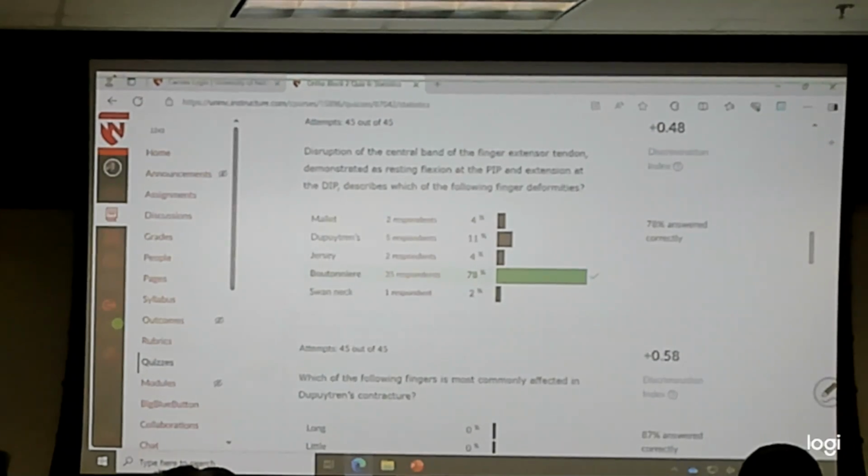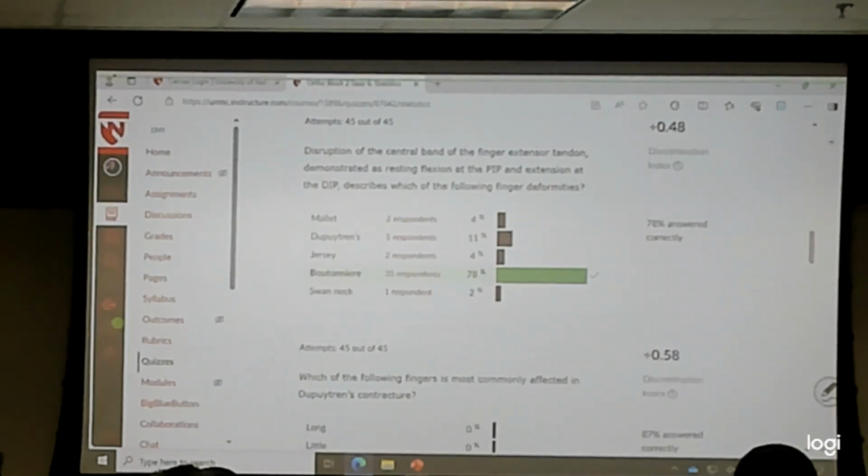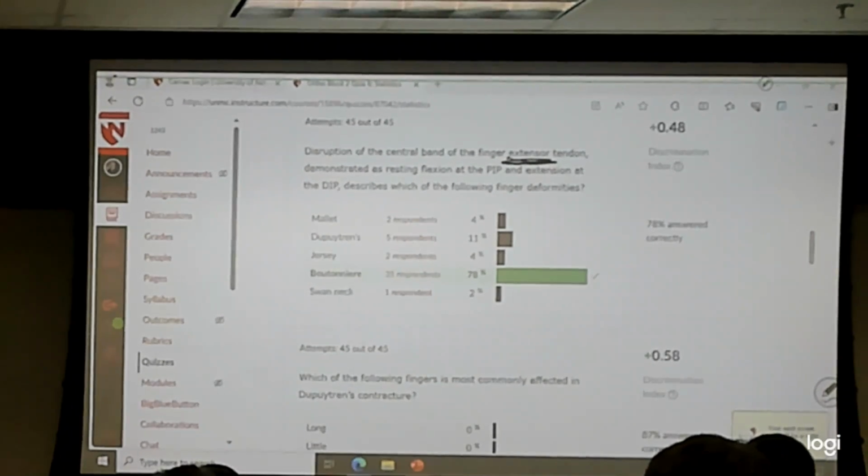Disruption of the central band of the finger extensor tendon. Okay, so as we dissect our finger things on the test, we need to know whether it's a flexor problem or an extensor problem. Luckily, we haven't yet started the flexor problems, so we'll do this one as an extensor problem, demonstrated as resting flexion of the IP joint and extension of the DIP.